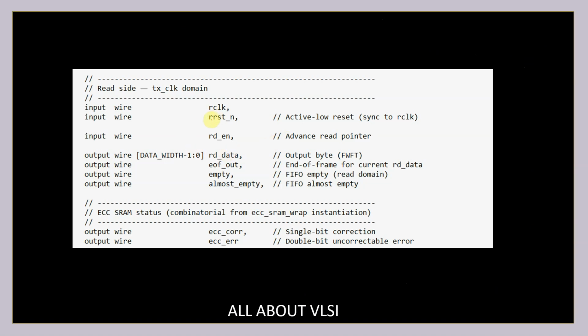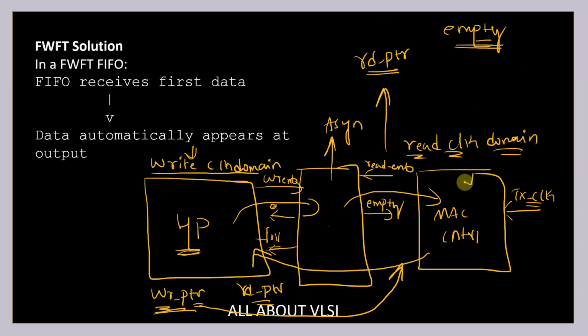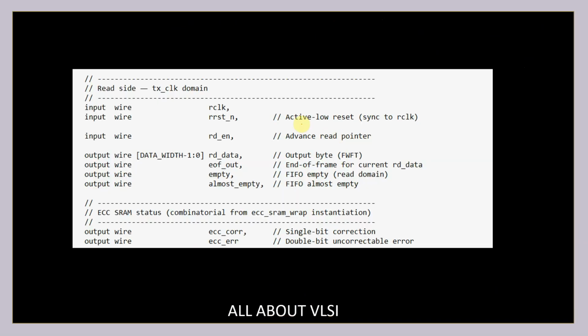Now, coming to the read clock domain. That means, to this MAC controller, what are the signals we are going to have? We have R clock, which is given by my MAC controller, and reset in, which is also given by the MAC controller, and read_enable. This is given by my MAC controller because it is reading, right? And it gets the data from the FIFO using RD_data. And to the MAC controller, I'm going to have EOF_out, empty, almost empty.